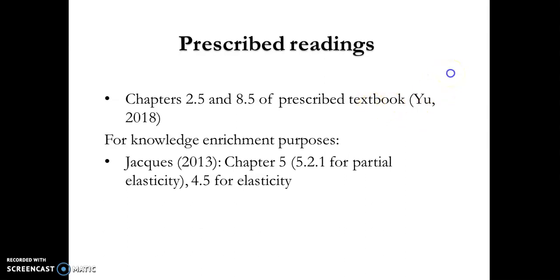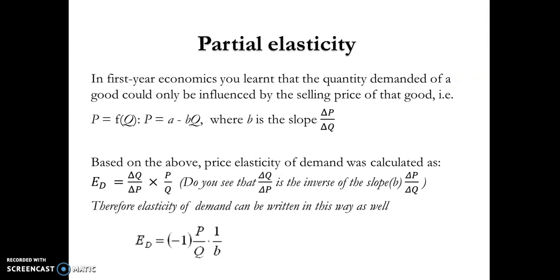Now, from your first year, you only dealt with one unknown variable, and that was the price of the good. So, in first year economics, you learned that the quantity demanded of a good could only be influenced by the selling price of the good, right? So, this was an expression for your demand, for your quantity demanded.